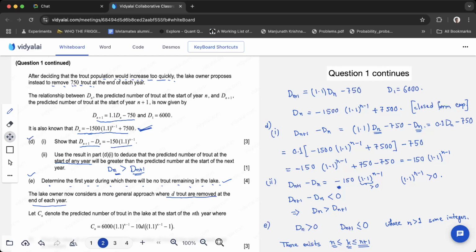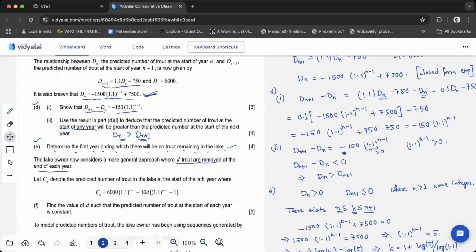We need to find d such that the number of trout fish remains the same. So this is again the closed form equation. If you remove d fish each year, then at the start of the nth year, the predicted number of trout will be Cn equals 6000 times 1.1 to the power n minus 1 minus 10d times this value. So find the value of d such that the predicted number of trout at the start of each year is constant.